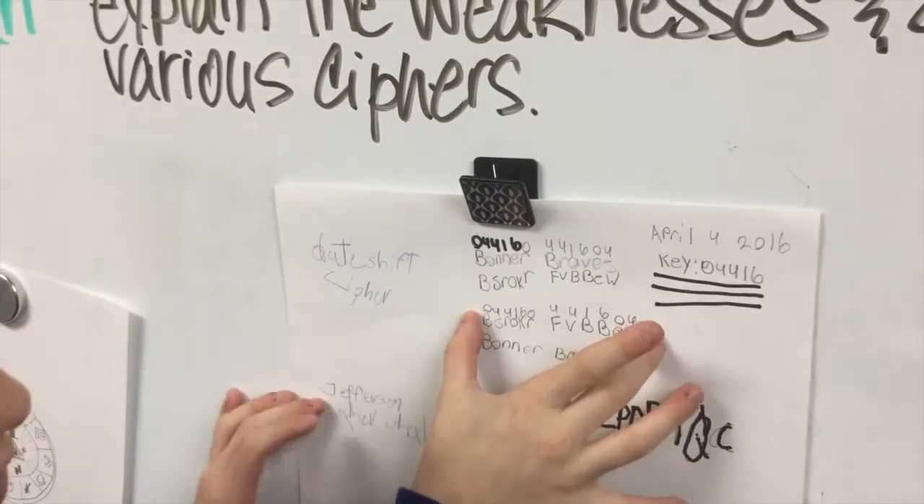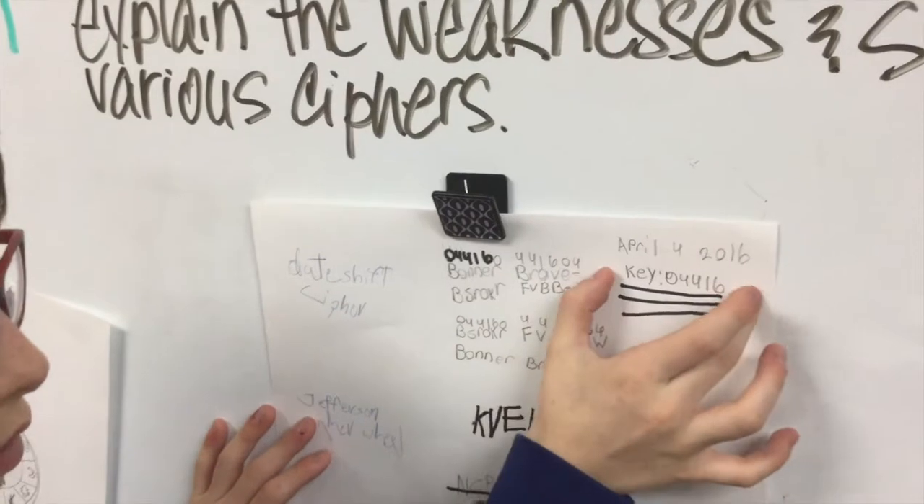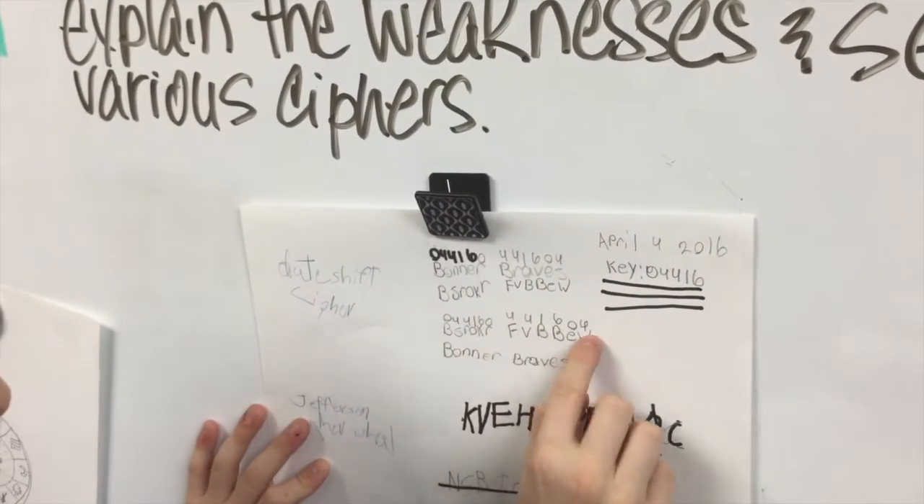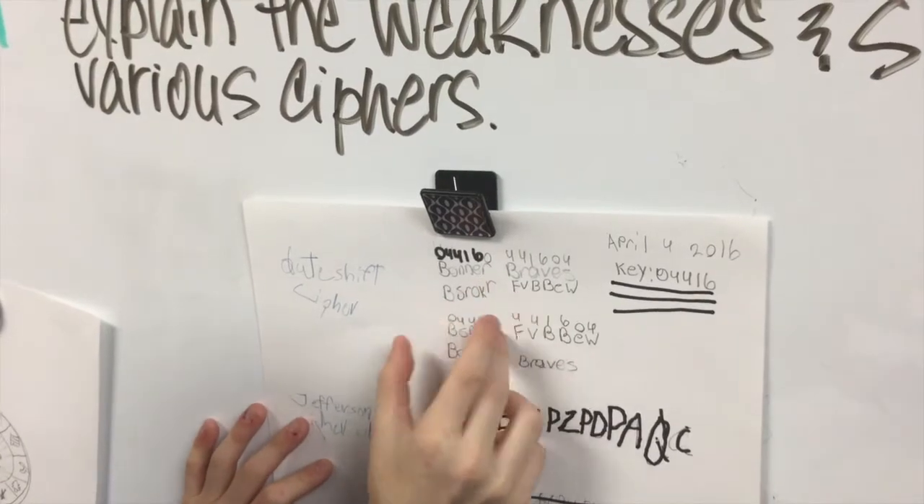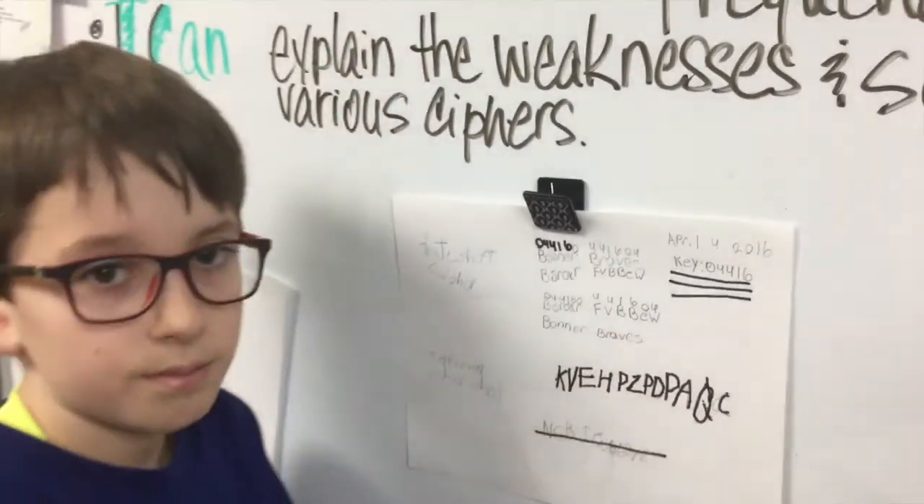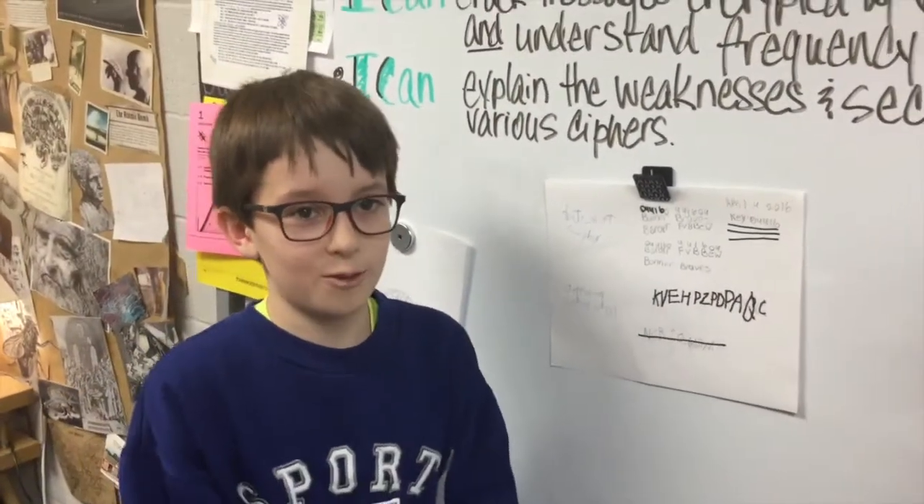And then when the person receives it, they would put it here, and they would also receive the key. And then they do that exact same thing, except they go backwards that many, and it goes back to Bonner Braves. And that is the date shift cipher.